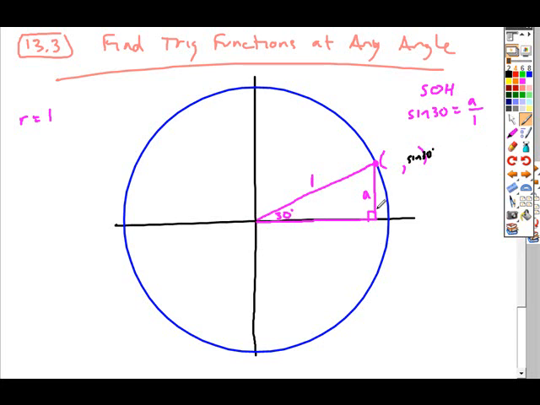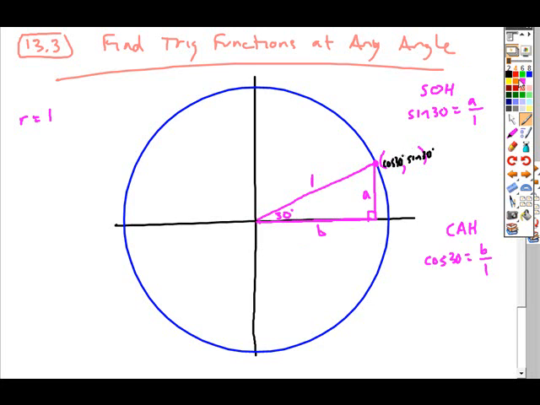What about this x coordinate, or this length across here, which I'll call B? How would we set up a relationship using this angle of 30 degrees, this adjacent side and this hypotenuse? Adjacent and hypotenuse, you have the cosine. So you could set up the ratio cosine of 30 is equal to adjacent B over 1. So this length right here is the value of cosine of 30.